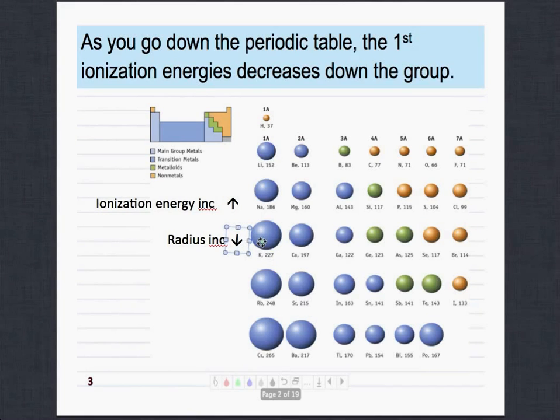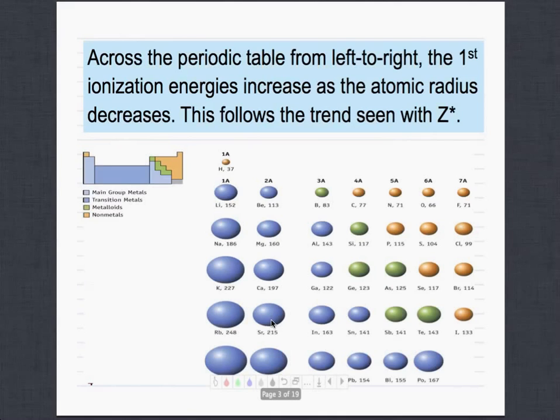Now we're gonna see as we go through the same period. So here we go. So we said that the radius decreases this way. So the radius decreases if we go this way, right? So that implies that the ionization energy is gonna be exactly the opposite. As I go in the same period, the ionization energy increases.